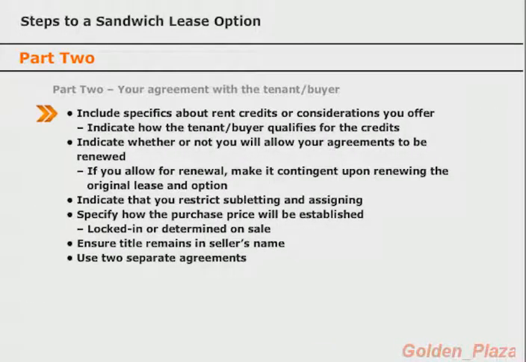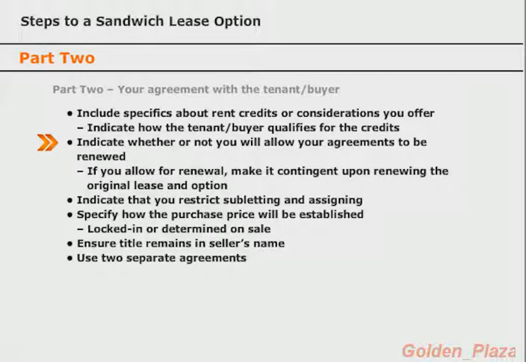Also, include any rent credits or considerations you plan on giving the tenant buyer along with the restrictions for getting those credits. For example, the tenant buyer has to make their payment on time in order to qualify for the $150 rent credit you offer. Recall, you don't have to offer credits, but if you do, make it very clear what you are offering as well as make sure you preserve your monthly profit.